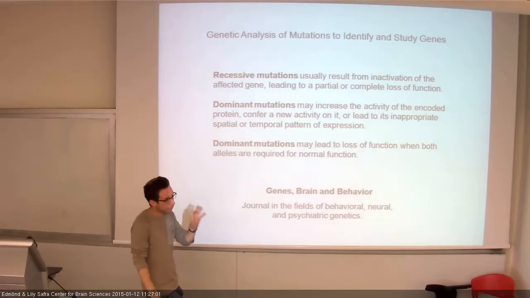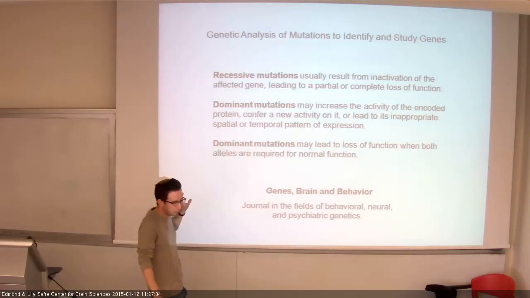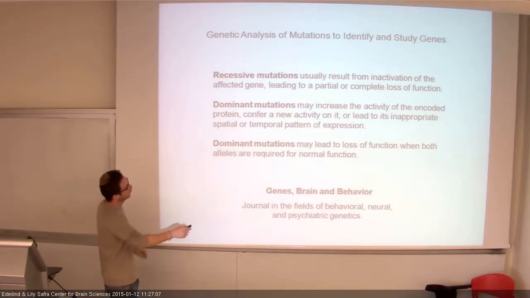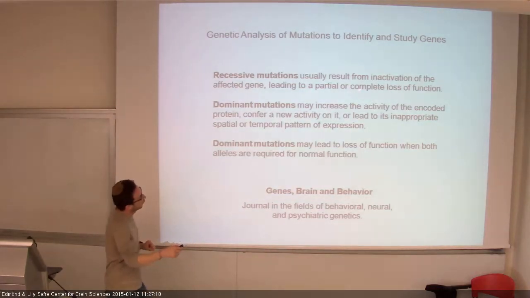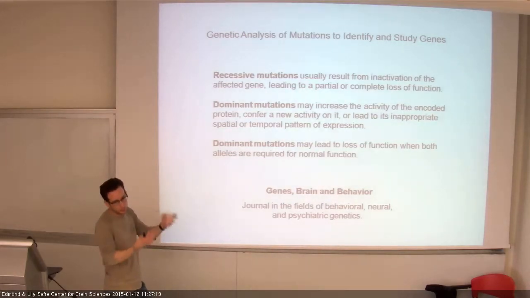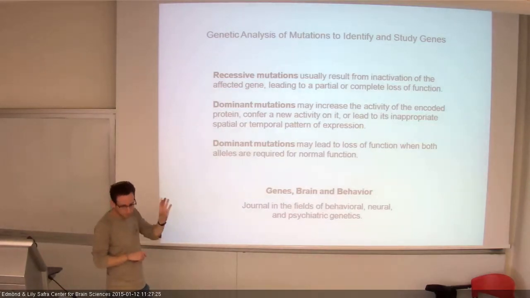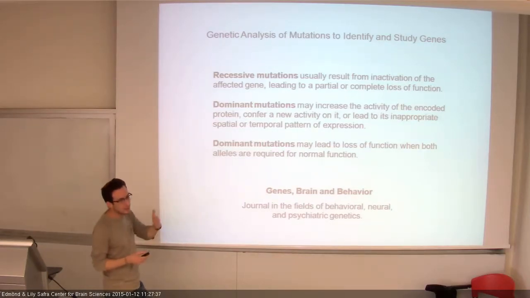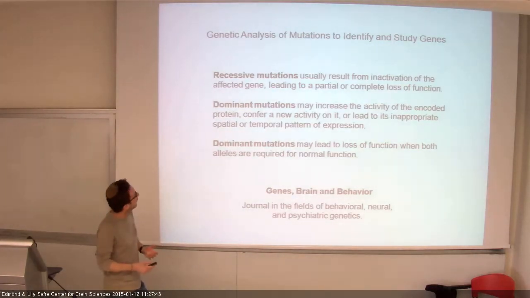Regarding your question, recessive mutations usually result from an inactivation of an affected gene, might be due to changes in the promoter or in the protein structure. We can talk about what happens usually, but principally both exist. We talk about inactivation of affected genes leading to a partial or complete loss of function. So you have two copies that can produce a protein, and for these mutations the intact wild-type allele produces a proper protein in large enough amounts to still give the function that the body needs. And so you have no phenotypic outcome.